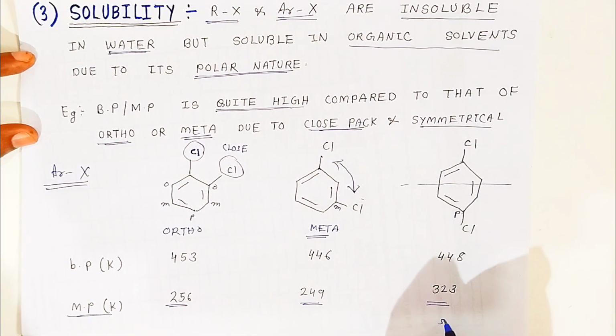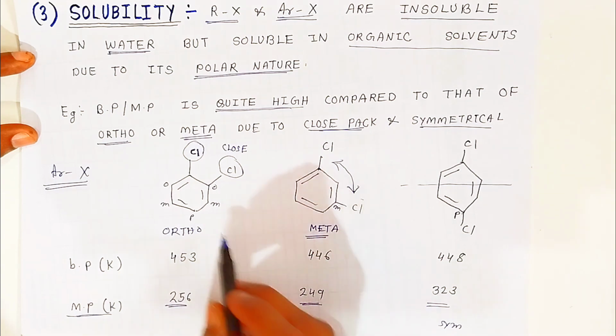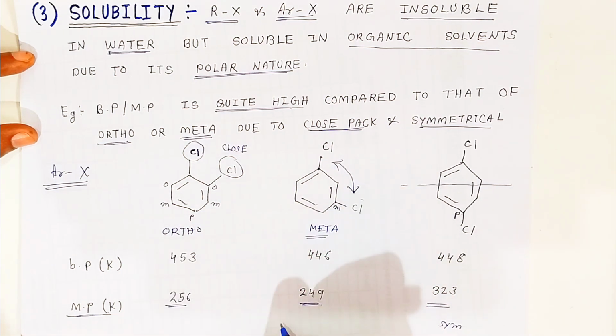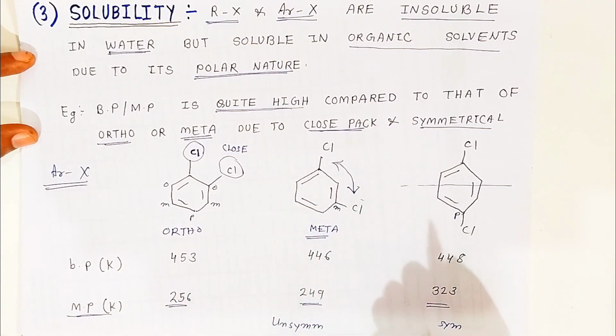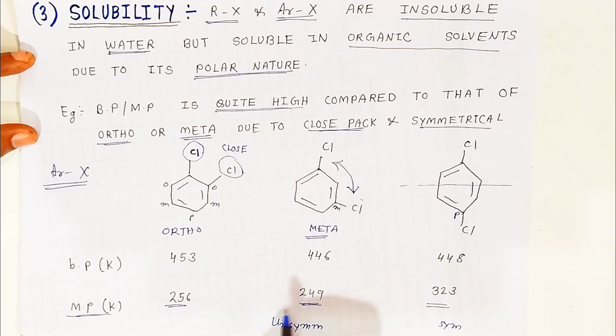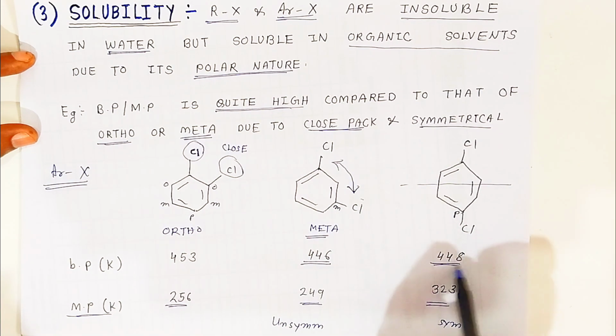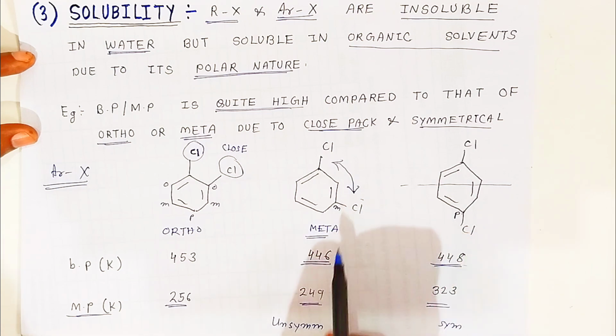Symmetrical, students, and this is unsymmetrical. These 2 molecules are unsymmetrical. Understanding, students? So the boiling point is quite high as compared to this. This is 446, this is 448. It is quite high as compared to the unsymmetrical one.